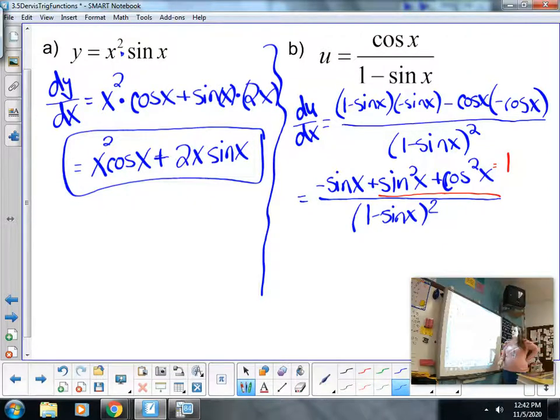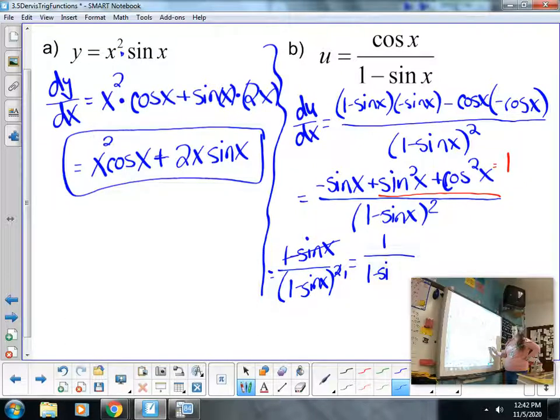So we can actually change that. And I'm actually going to take that 1 and put it out in front of the minus sine of x because of what I have in my denominator. So I have 1 minus sine of x all over 1 minus sine of x squared. Well, I can divide out the top with 1 on the bottom. So that's 1 over 1 minus sine of x.